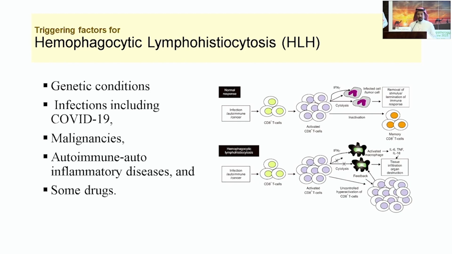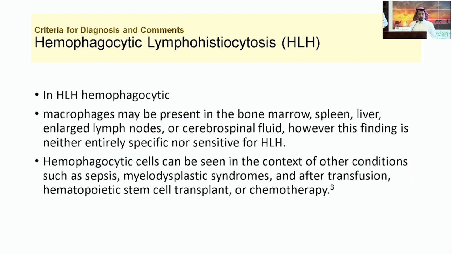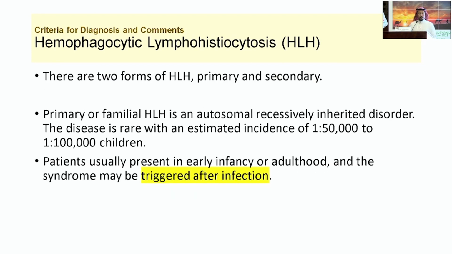The predisposing factors for this condition are genetic conditions and also infectious diseases, including cytomegalovirus, and COVID-19 is one of the possibilities for triggering HLH. Malignancy is another possible risk factor, as are autoimmune disease and some drugs. These are the trigger factors.